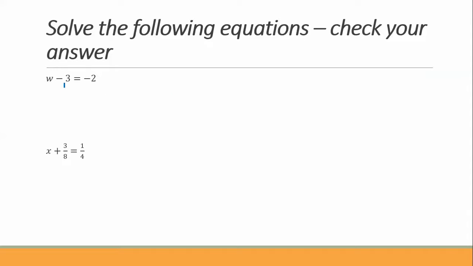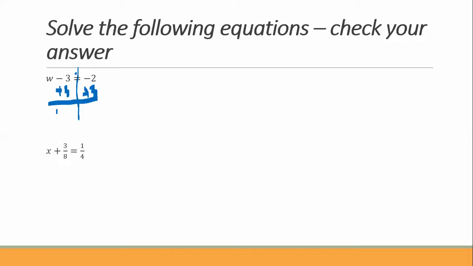First, we have w minus 3 equals negative 2. A lot of my students like to put a line down here. If you cross the line, that's when you're going to do the inverse operation. If you stay on the same side of the line, that's when you're actually going to simplify expressions like we have been in section 2. So we want to get w by itself, so we have to move the 3 to the other side of the line, so we're going to add 3 to both sides.